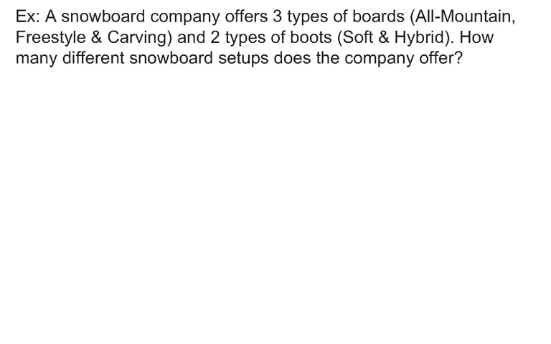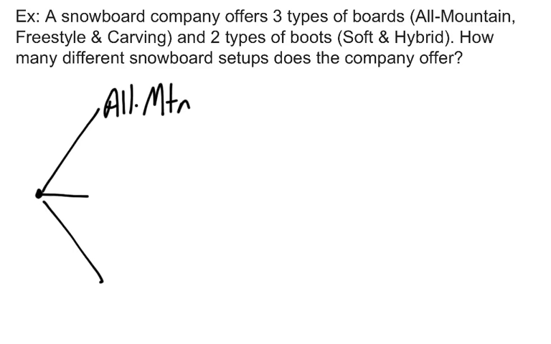Now we can use what we call a tree diagram. With a tree diagram, it basically goes like this. You have this starting point where you have nothing. I'm going to go to the snowboard company and ask for a board, and I have 3 different options to choose from. We could choose all mountain, we could choose freestyle, or we can choose carving.